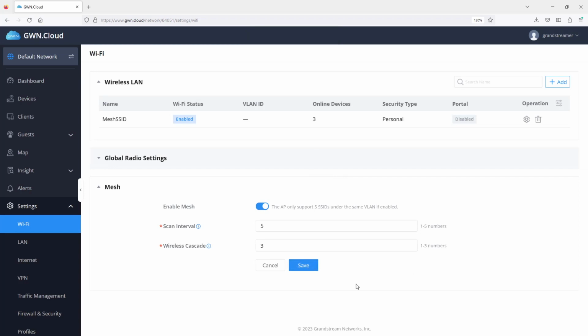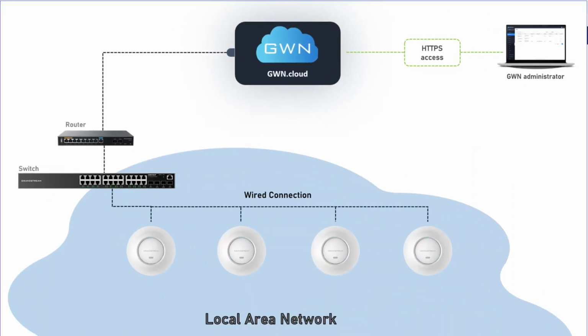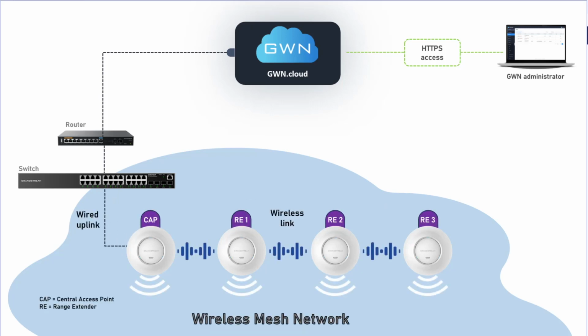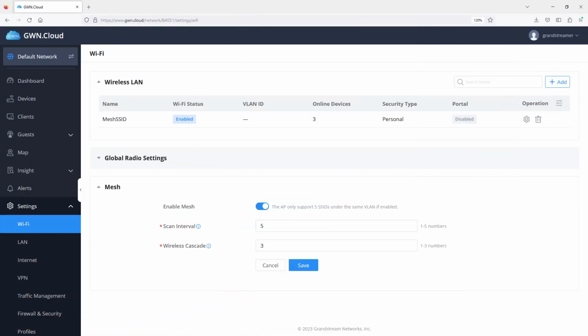Now that we have our SSID created and mesh enabled, you can begin physically deploying the access points to their optimal locations as determined by your site survey. The central AP will be the only one using a wired uplink to the main network and is typically connected to a switch that is directly connected to the router. Not all Grandstream access points can be CAPs, so please be aware of which models are supported.